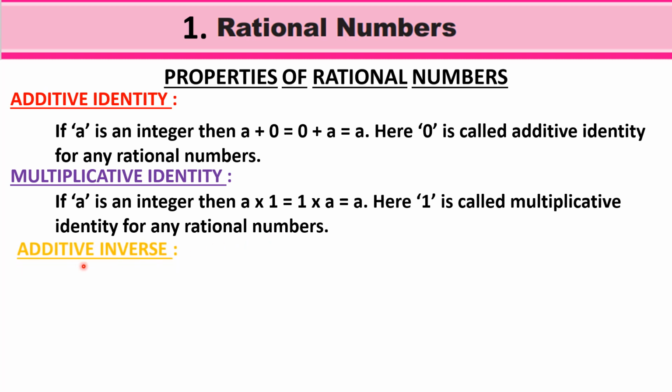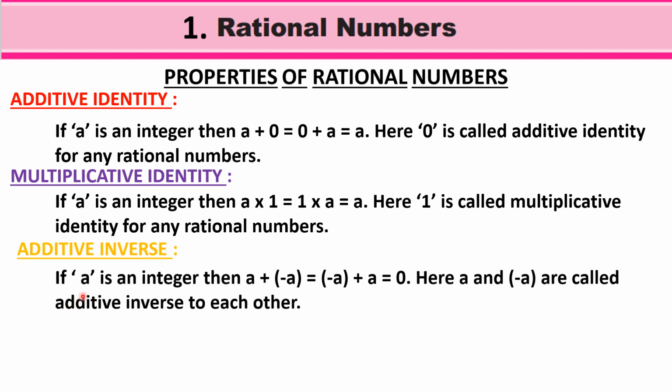Understand? So let us see additive inverse. What is additive inverse? Inverse means opposite sign. Additive inverse means opposite sign. Right? So look at that. If a is a rational number, then a plus minus a equals minus a plus a equals 0. Here a and minus a are called additive inverses of each other. When we add one positive and one negative of the same number, it becomes 0.